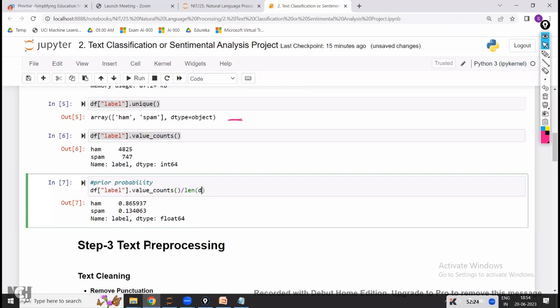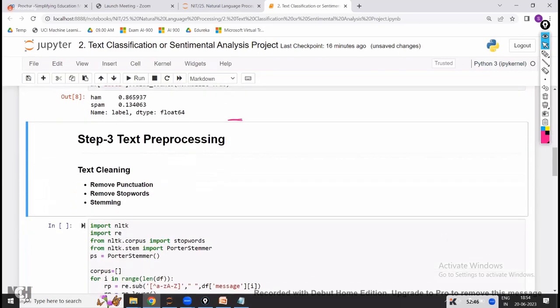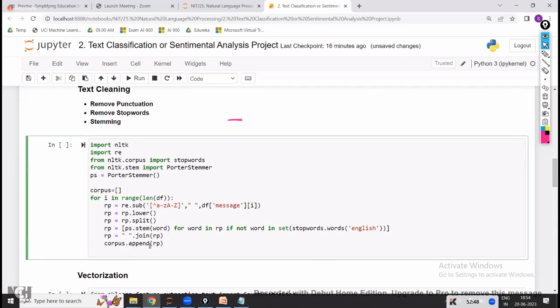If you can't remember, it is fine, because in the backend it will automatically apply this one only. Whether you write it like this or with normalize is equal to true, there will be no difference. The answer is the same. These are the prior probabilities. Keep the prior probability aside because it is a very, very simple topic. Now what I'm going to do is first the cleaning.